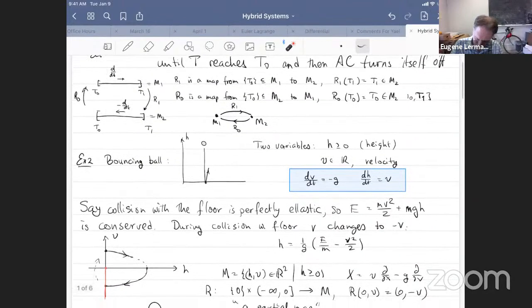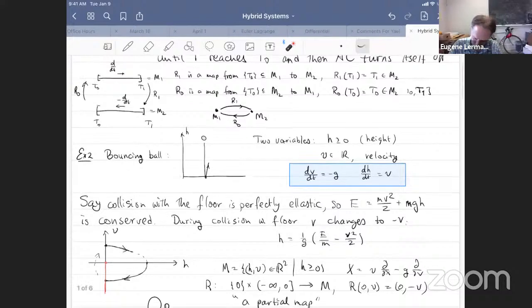So now, here's another example that comes from classical mechanics. We have a ball and I'm bouncing it off the floor. So I'm just letting it go. It comes down, bounces, goes back up, and then comes down, goes back up, and so on. So let's try to describe the dynamical system that we're dealing with.